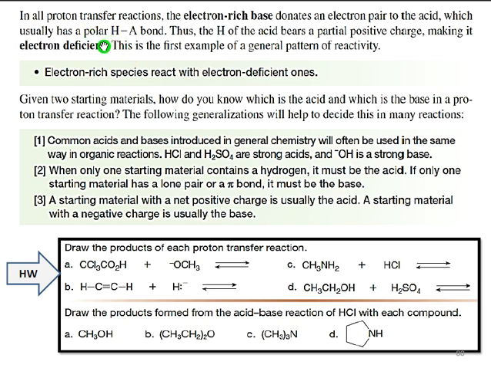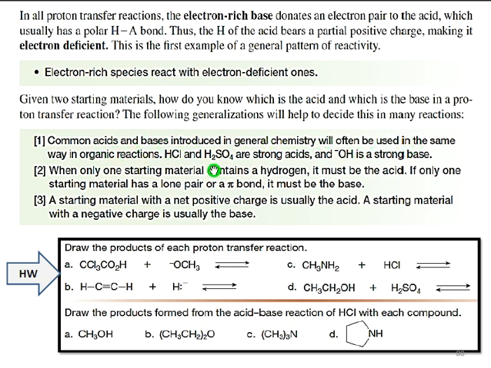Okay, here the electron-rich species react with electron-deficient ones. Okay, and here, if you have two compounds, and they enter into an acid-base reaction, how do you know which one will be the acid and which one will be the base? Again, there are three important rules. The first one: common acids and bases introduced in general chemistry will often be used in the same way in organic reactions.